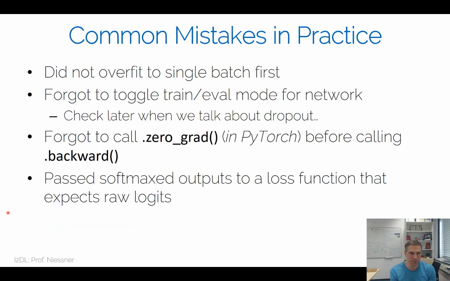So common mistakes there in practice are: did not overfit to a single batch first, forgot to toggle train/eval mode for networks. We'll later check about this one when we talk about dropout. Forgetting to zero the gradients, that's also common, when you have the old gradients in there and they're just accumulating. Passing softmax output to a loss function that expects logits, also very common. These are just common things. We're probably going to talk in the practical sessions about this one a little bit more. But yeah, check out this stuff, apply common sense, and start simple.